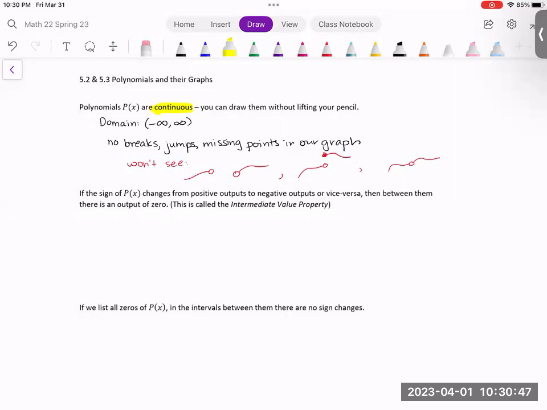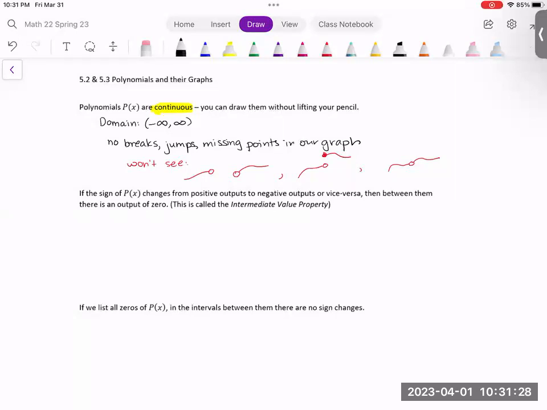Another really important property of polynomials and other functions that are continuous on negative infinity to infinity is this property called the intermediate value property. What it says is that if the output of p of x changes from positive to negative or from negative to positive, then at some x value, there's some x where our output was exactly 0.